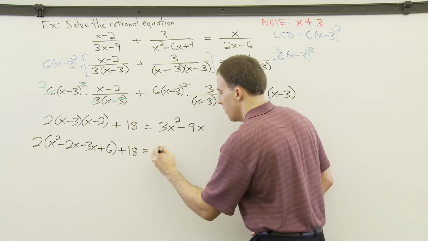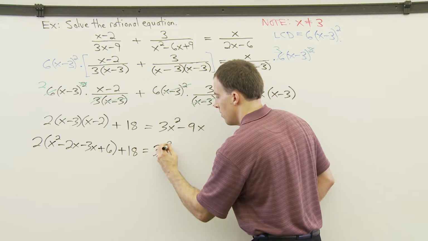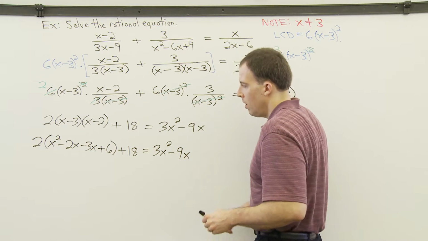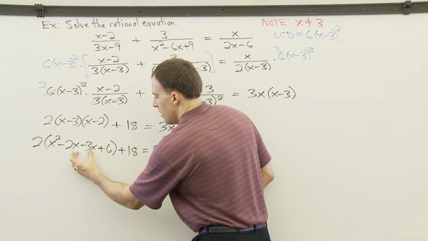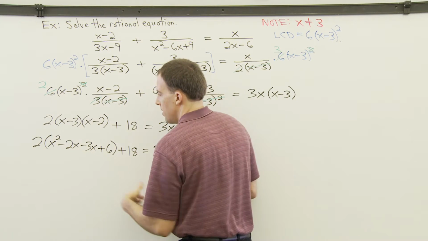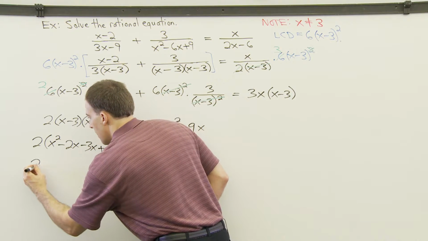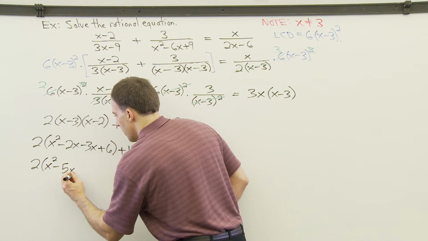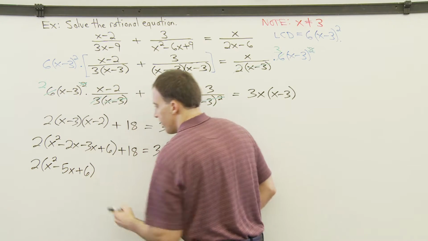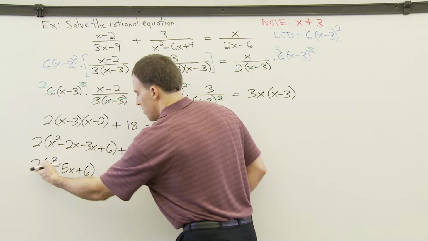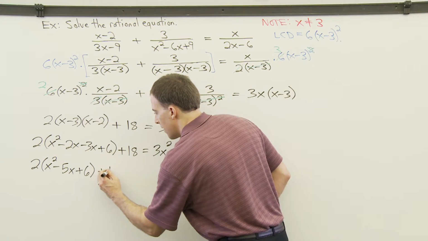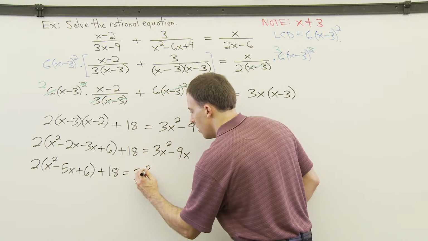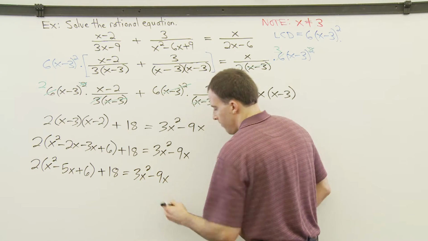On the right side, there's no further simplifying that can be done at the moment, so just copy down 3x squared minus 9x. On the left side, we've got like terms here within the parentheses. That's negative 5x altogether if we combine the negative 2x and the negative 3x. So x squared minus 5x plus 6. We'll eventually then need to distribute the 2 through to clear the parentheses on the next step. Plus 18 equals 3x squared minus 9x.